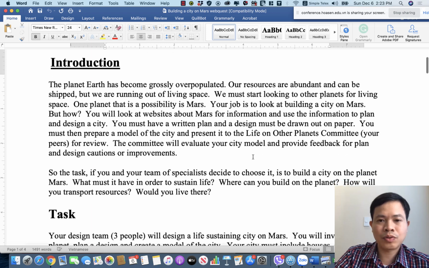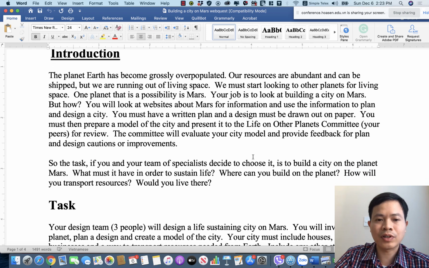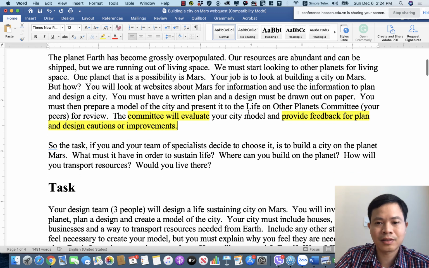So if we go back to the task, you see now, what are the skills that the activities focus on? Now the students need to work in groups, and they will evaluate the city's model, and then they need to provide feedback for improvement. Now that requires a lot of evaluation and analysis. So the task is to build or create something, to build a city's model.